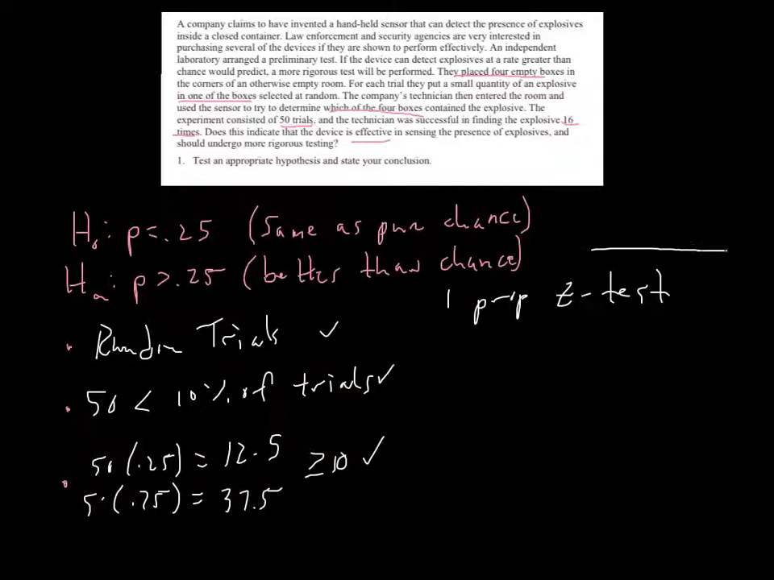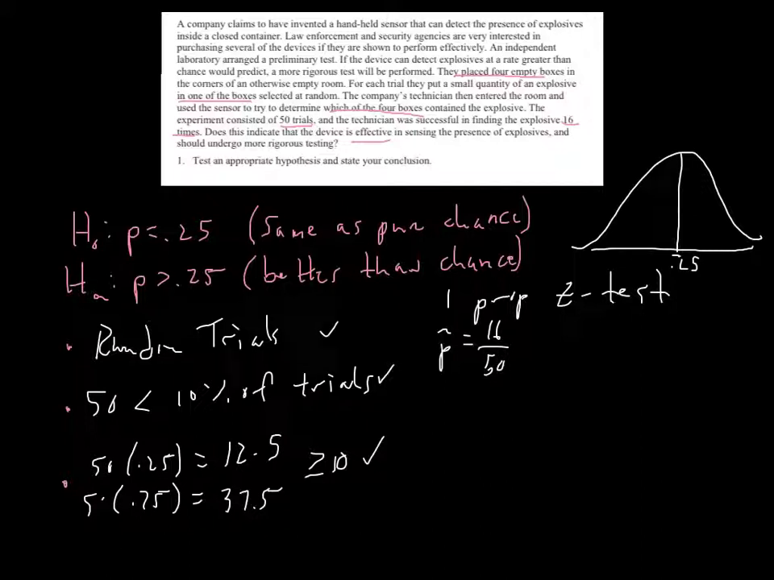Now, you know me, I like pictures, and so here's 0.25. That's where I believe my null hypothesis to be. And my p hat is 16 over 50, which gives us 0.32. So we say, well, here's 0.32, and we're interested in this probability of observing that value or higher.